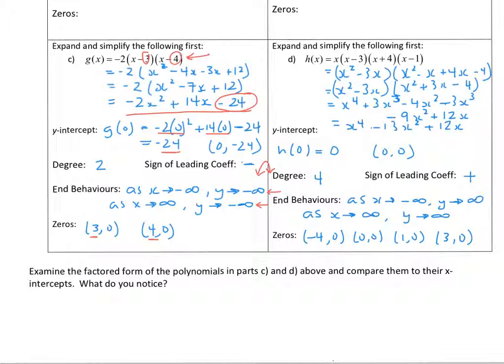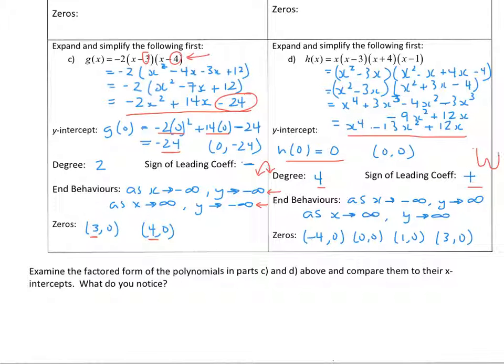Part D, when you expand and simplify that, you end up with x to the 4 minus 13x squared plus 12x. And I should really double check that to make sure I haven't made any mistakes on that. But I got a degree of 4 on that, and my sign of the leading coefficient is positive. My y-intercept ends up being 0. I didn't show all my steps here, but h at 0 ended up equaling 0.